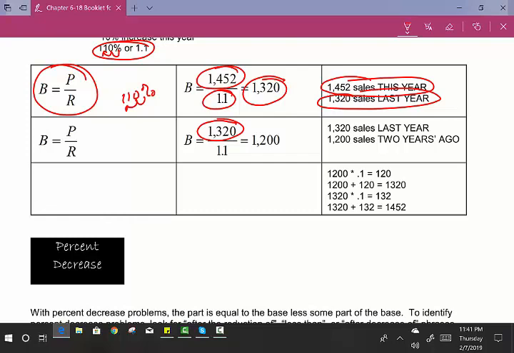So that again, 110%, move the decimal point 2 places to the left, which is 1.1. So this time it's 1320, last year's sales, divided by 1.1. That's going to equal 1,200. That's the sales for 2 years ago. So now let's isolate this. The sales 2 years ago, 1,200 units were sold.